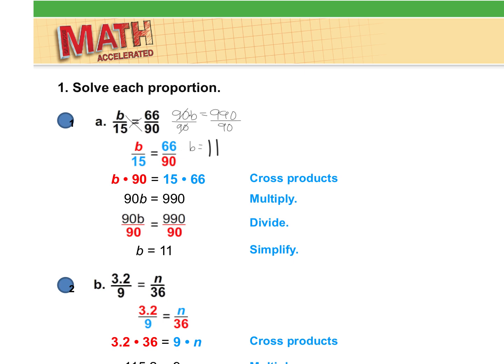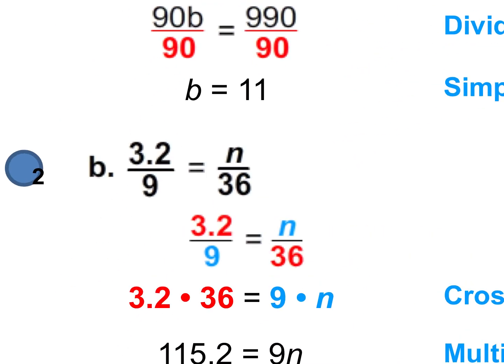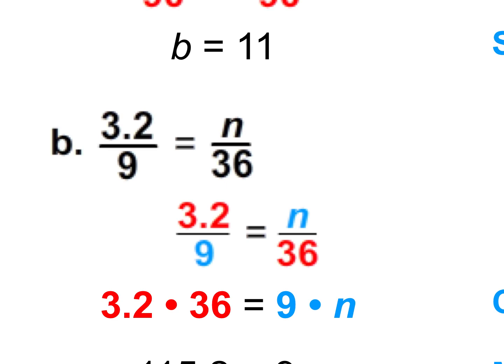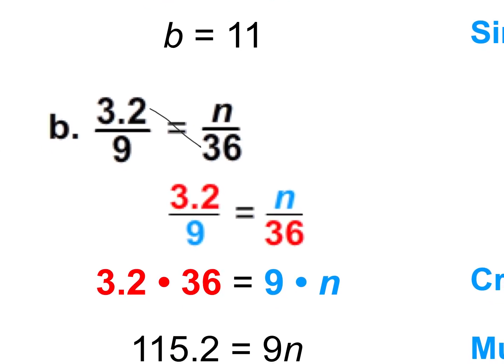Questions on the process? Let's look at one more together. B, we have 3.2 over 9 equal to n over 36, sorry. What do we do here? Yep, cross multiply. So we go 3.2 times 36. What do you get? I got 115.2. Equal to, what's on the other side of the equal sign? 9 times n, which is 9n.